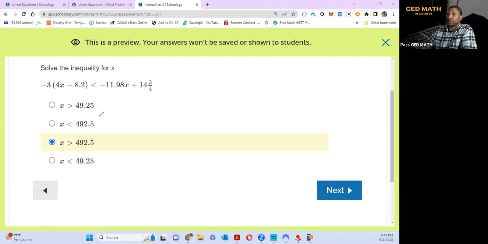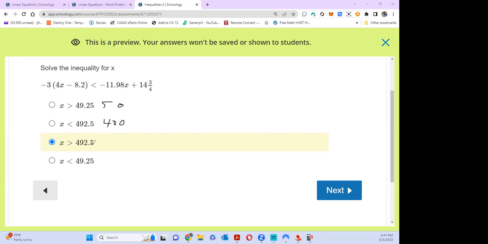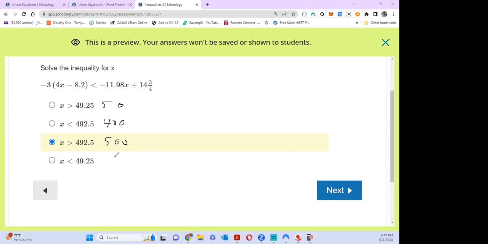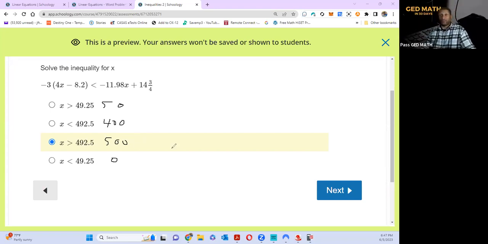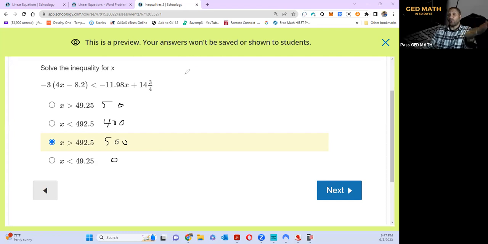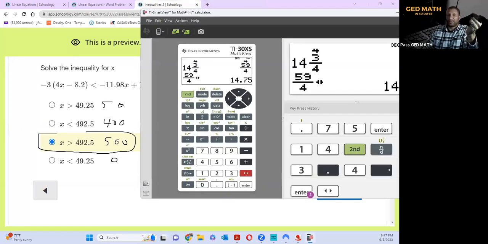Again, a number greater than 49.50, a number less than 492, 400. A number greater than 492, 500. I'm not using 493. I'm going to use a nice solid number. A number less than 49.25, I can pick 0. But the problem here is that this has X's on both sides. So this is a little bit more difficult. But watch this. I'm only going to do what I know the answer is. I'm going to show you something on the calculator.